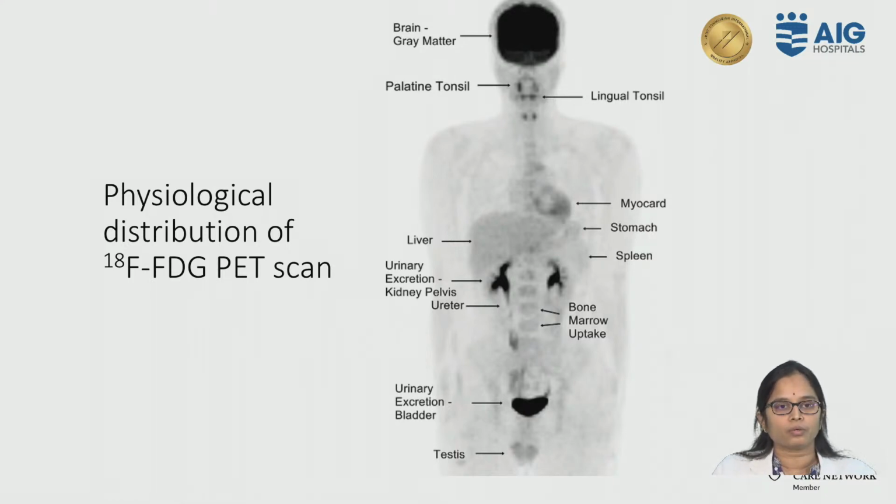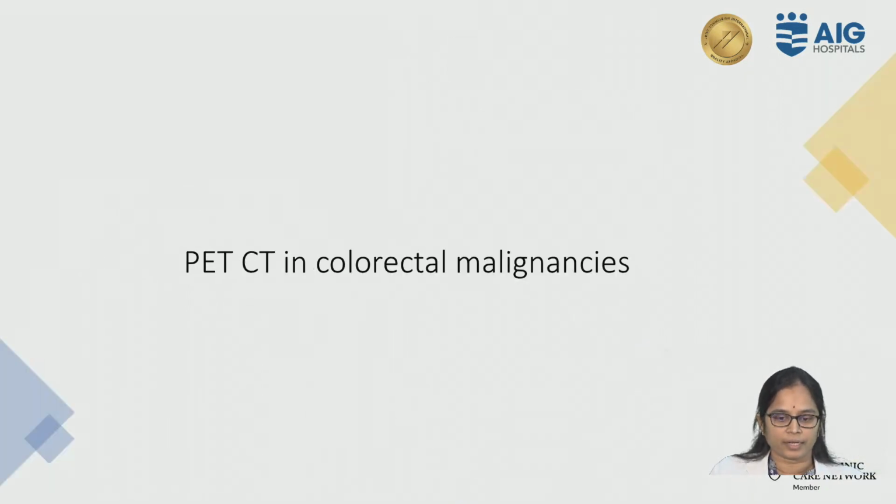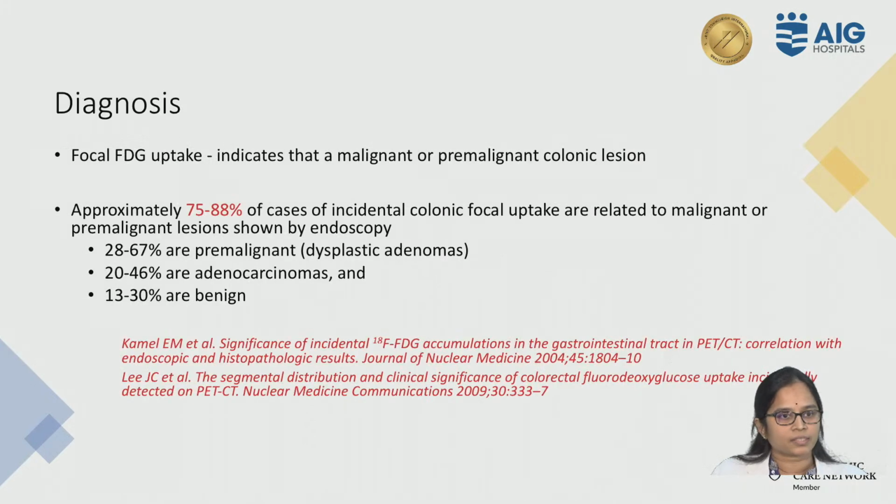Next, coming on to the role of PET CT in colorectal malignancies. Let's see whether it is useful in the diagnosis or not. As of now, it is not useful for diagnosis. Only endoscopic ultrasound and MRI are quite useful. But the role of PET CT is, if there is an incidental FDG uptake that is focal, then it is better to evaluate by colonoscopy, because around 75 to 88% of these patients have either malignant or pre-malignant lesions. So incidental focal FDG uptake is better evaluated by colonoscopy.